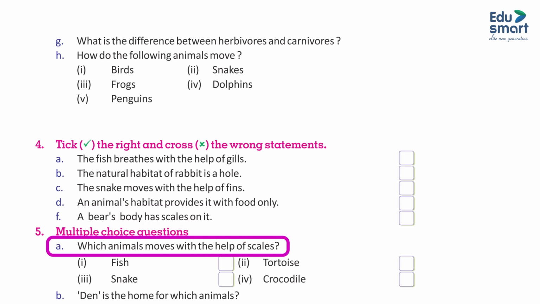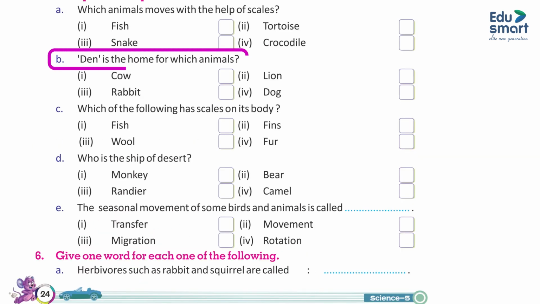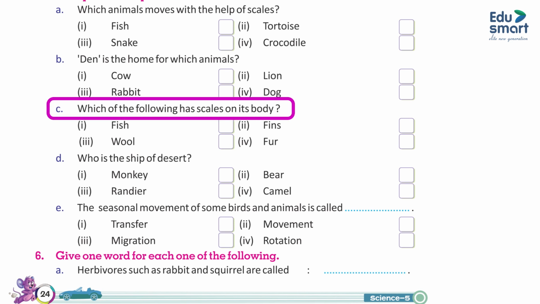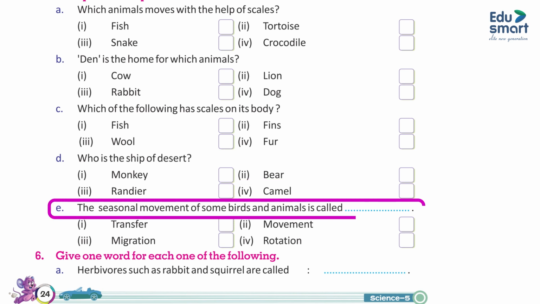A. Which animals move with the help of scales? 1. Fish. 2. Tortoise. 3. Snake. 4. Crocodile. B. Which animals have a hole as their home? 1. Cow. 2. Lion. 3. Rabbit. 4. Dog. C. Which of the following has scales on its body? 1. Fish. 2. Fins. 3. Wool. 4. Fur. D. Who is the ship of the desert? 1. Monkey. 2. Bear. 3. Reindeer. 4. Camel. E. The seasonal movement of some birds and animals is called dash.